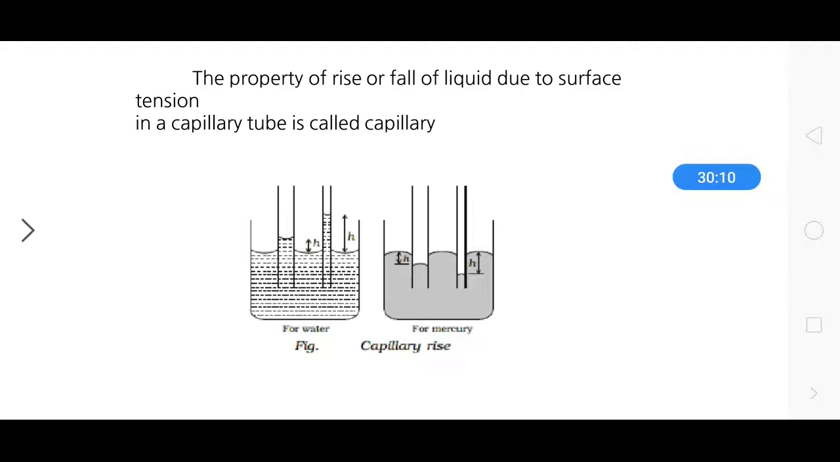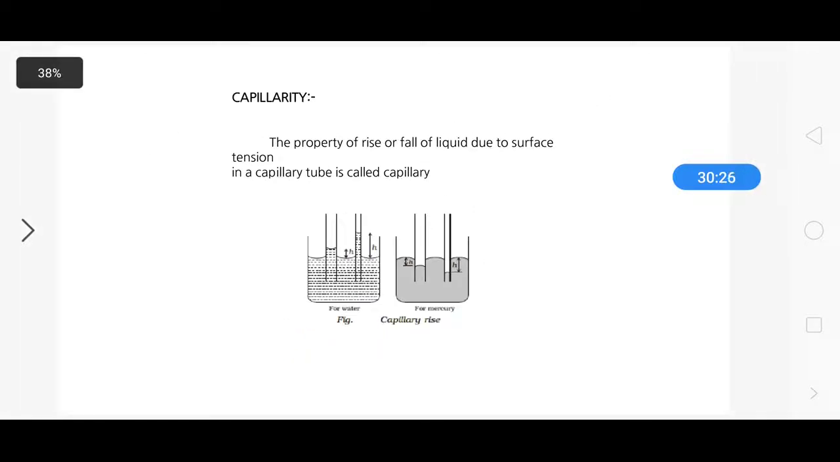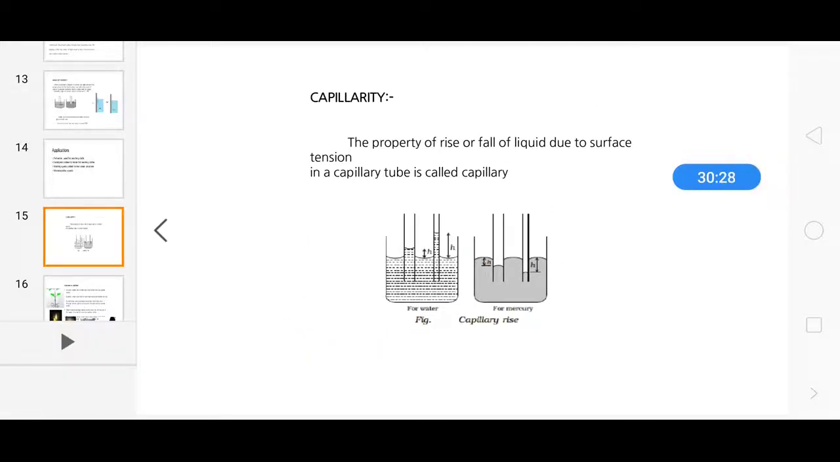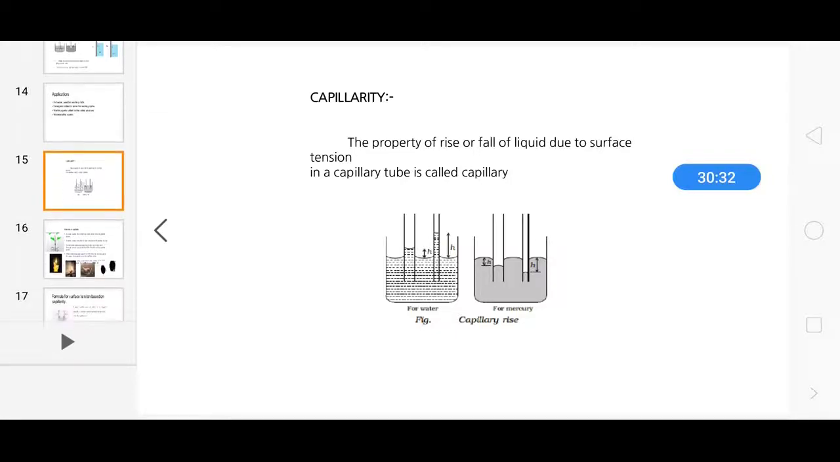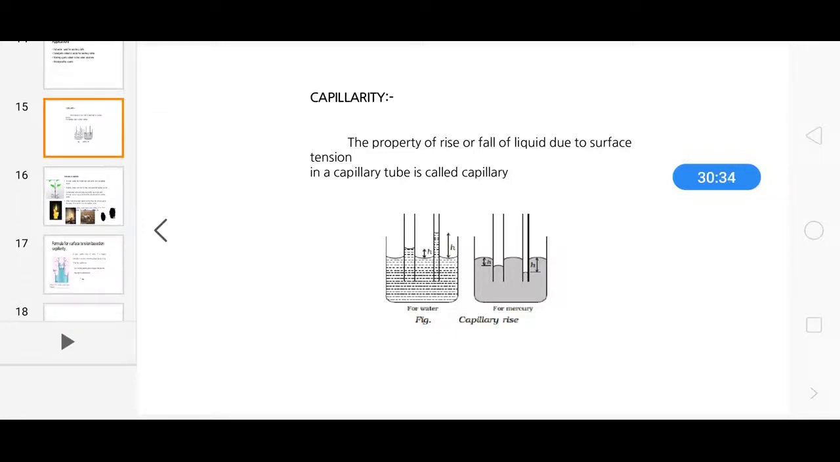If we observe the narrow capillary tube, then the height increases. The height of the liquid increases if we dip the narrow capillary tube inside the liquid. So generally capillarity means the rise and fall of the liquid in a capillary tube. And where do we use this capillarity and where do we observe this capillarity in my day-to-day life?